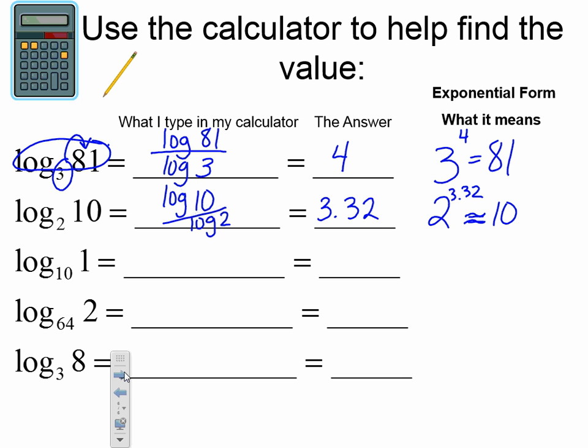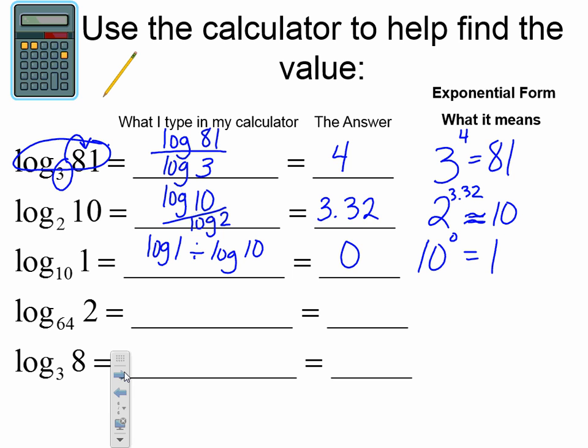So let's continue on to the next one. What do we have here? Log base 10 of 1. So this means I would type in log 1 divided by log 10. And I'd go into my calculator and you type that in. Some of you may have noticed: do I really have to do the change of base formula here? Not really, right? Because that is a log base 10 and your calculator can do that. Okay, your calculator totally understands log base 10. But anyway, you know that that should be a 0. That means 10 to the 0 power makes 1.